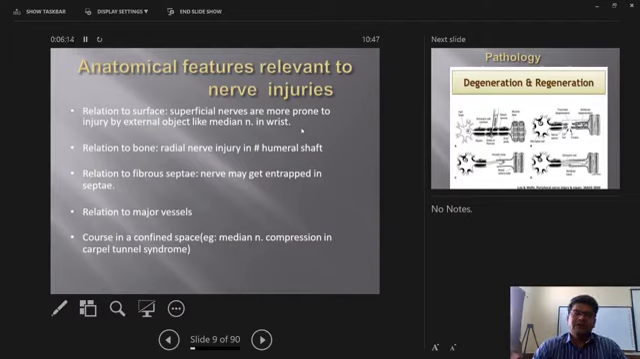In relation to fibrous septa, like in the case of distal third humerus fracture, the radial nerve, which is in close proximity to the lateral supracondylar ridge of the humerus, because of the tight lateral intermuscular septum, that nerve may get entrapped in the septae. So relation to major vessels and cores in the confined space, like median nerve compression in carpal tunnel.